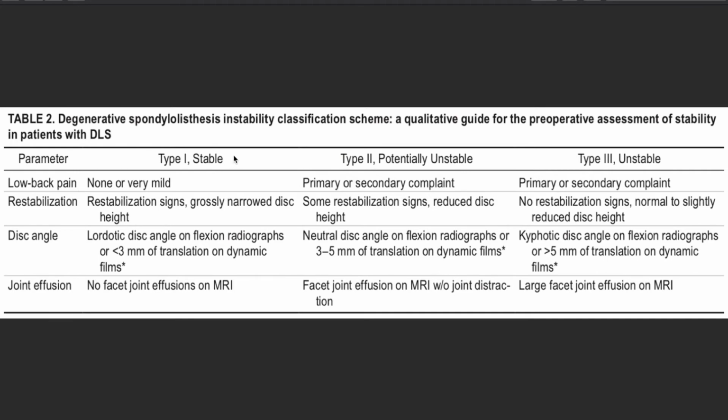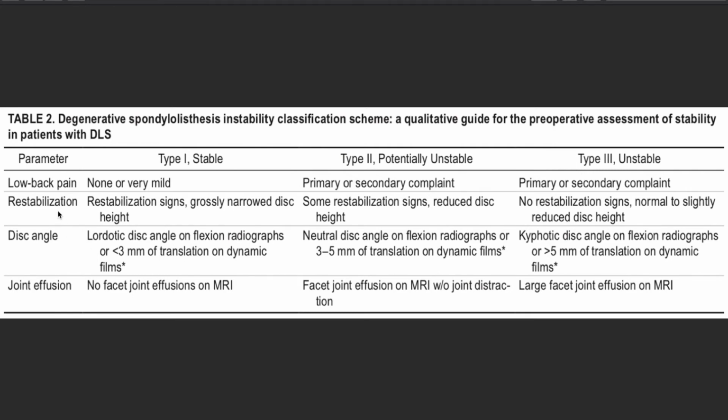If the patient presents with none or very mild pain, then the category should be stable. And if it is a primary or secondary complaint, it is a type 2. And if the low back pain presents as a primary complaint, then it is a type 3.